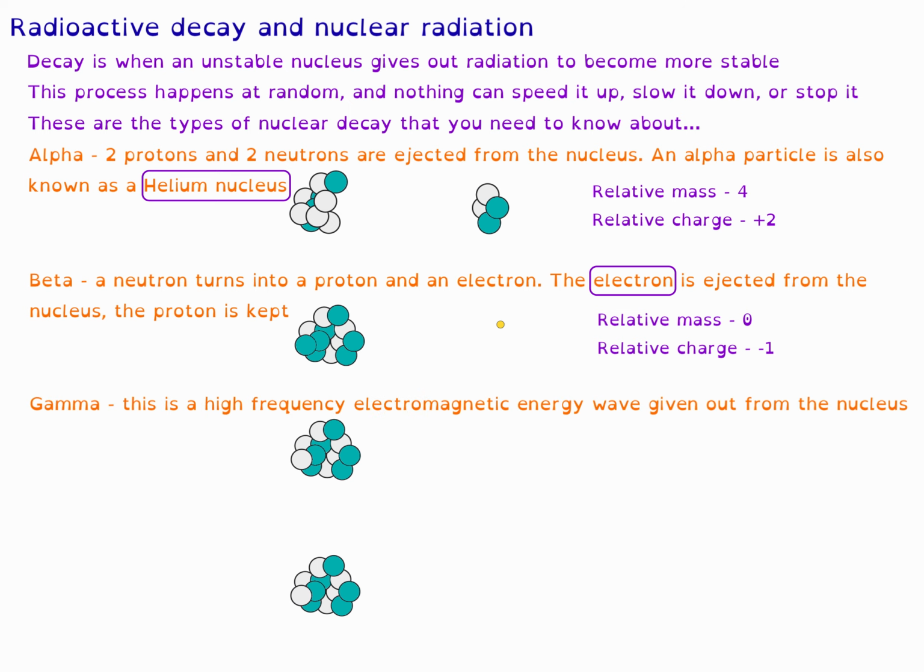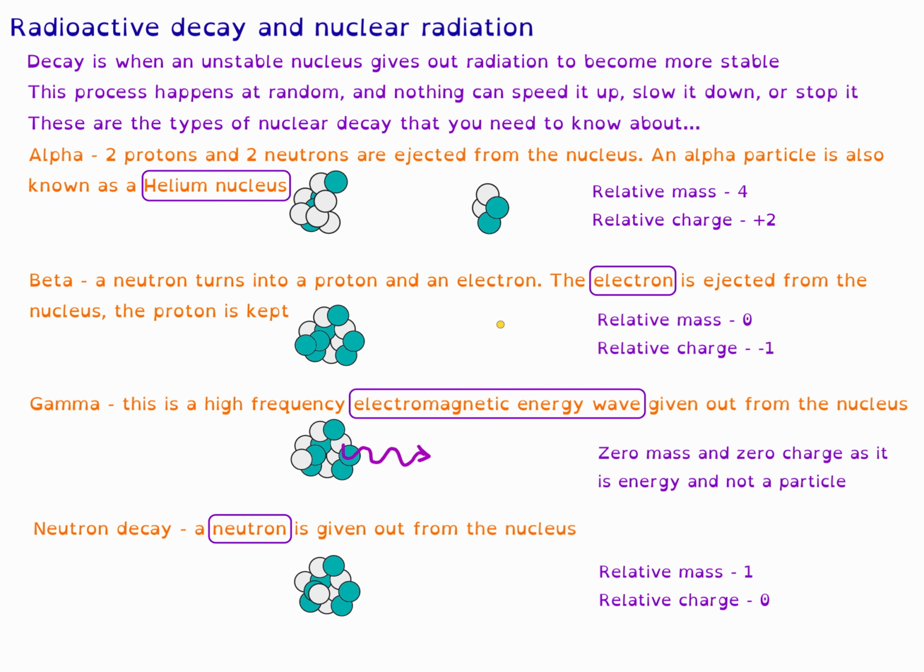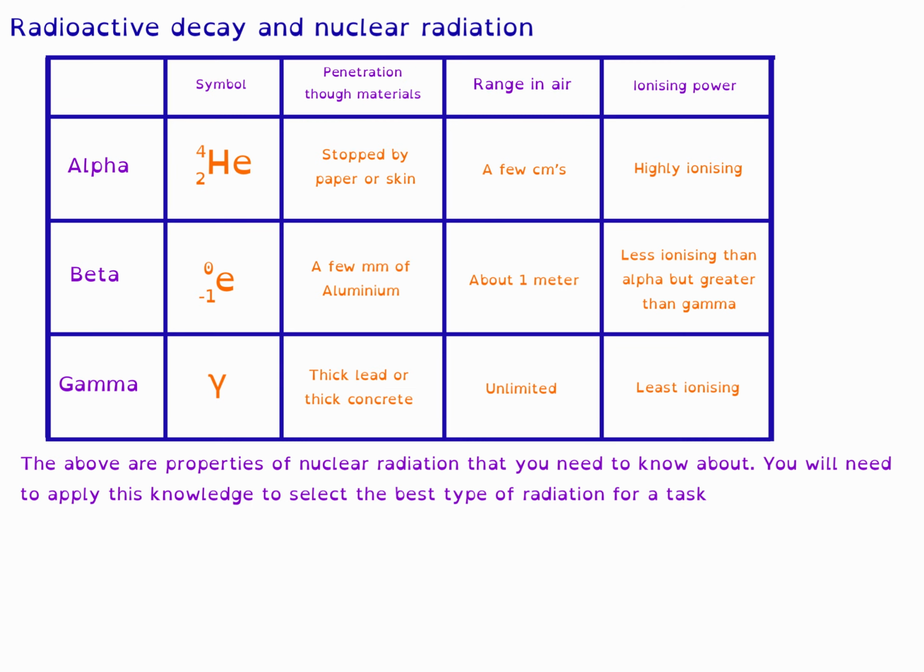Gamma decay. This is high-frequency electromagnetic energy waves given out from the nucleus. And neutron decay. This is where a neutron is given out from the nucleus. The above are properties of nuclear radiation that you need to know about. You will need to apply this knowledge to select the best type of radiation for a given task.